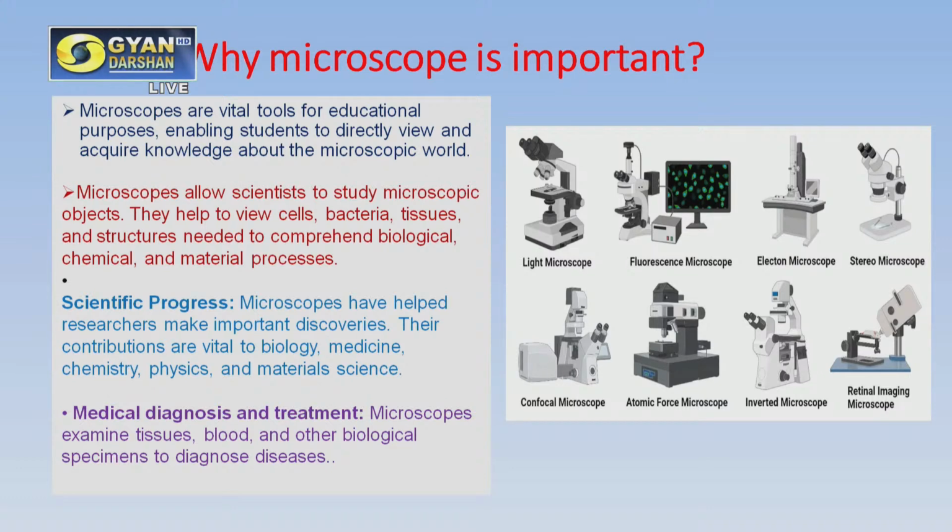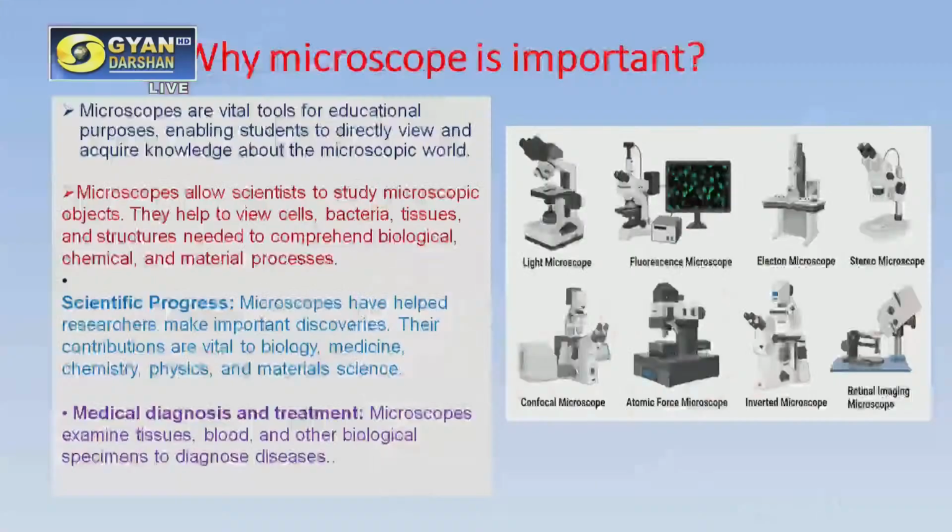In the scientific process the microscope has been developed into a wide range of microscopic techniques like bright field microscope and fluorescence microscope, and there are different kinds of microscope you can see in this slide: light microscope, fluorescence microscope, electron microscope, stereo microscope, confocal microscope, atomic force microscope, inverted microscope, and retinal imaging microscope. But the basic principle is the same. The microscope also enables us to diagnose diseases. It is a current technique which is utilized in advanced medical imaging systems.